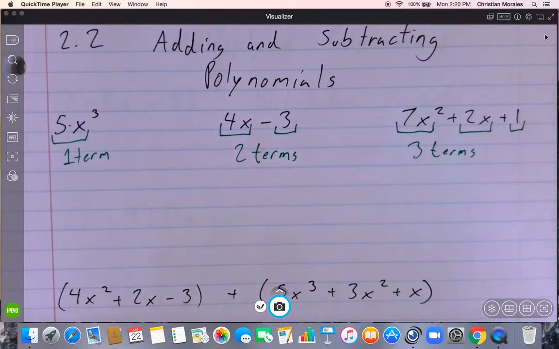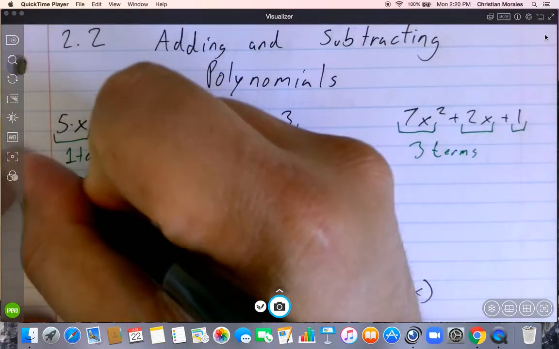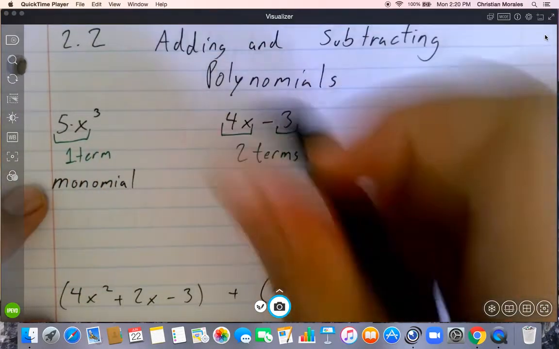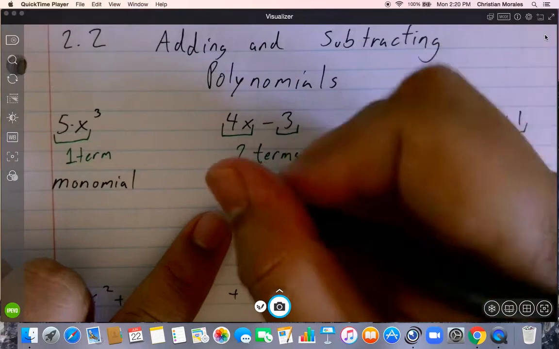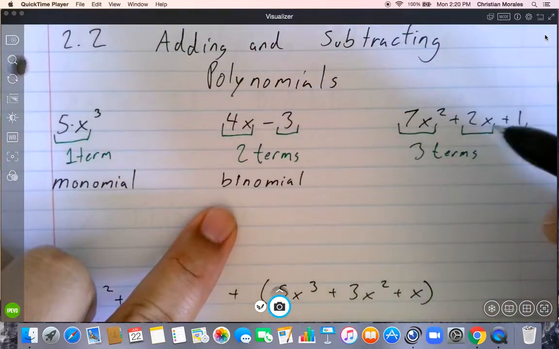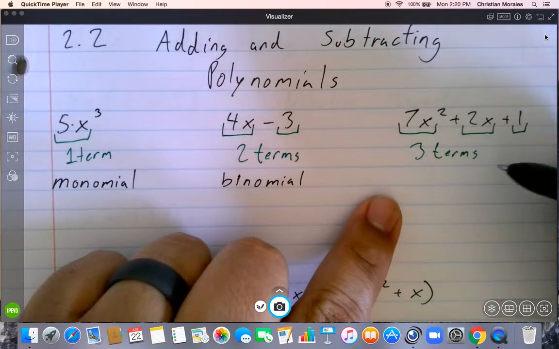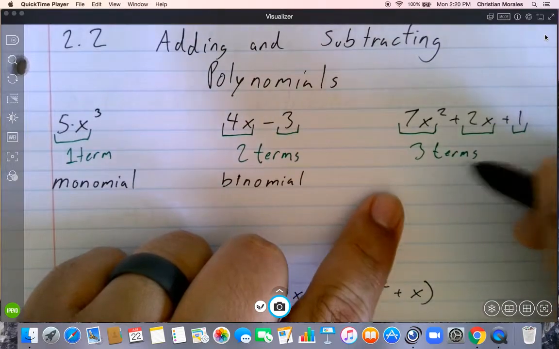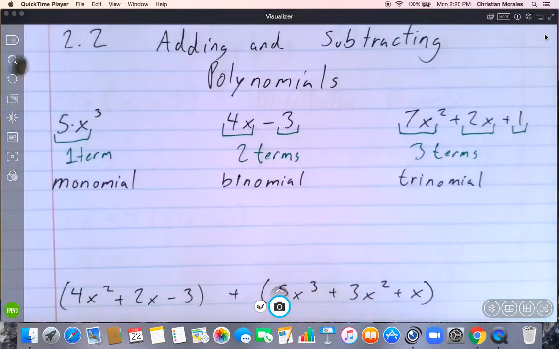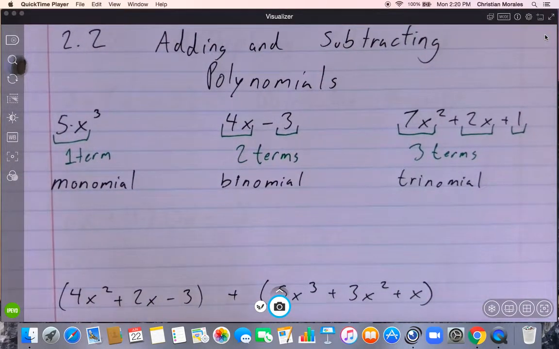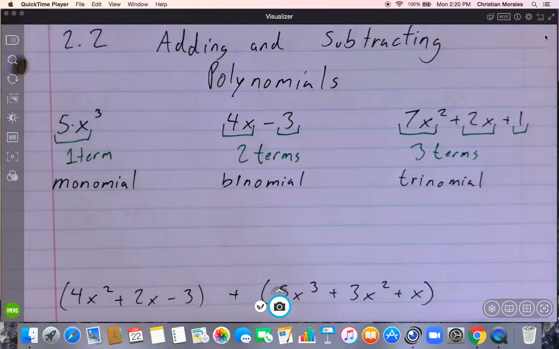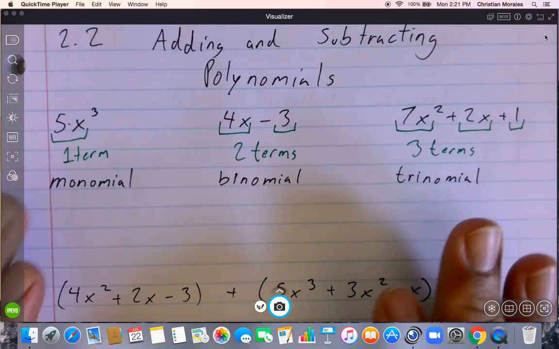So, for example, the name of this one for one term, this is called a monomial. One term. Two terms, it's called a binomial. And then this is the one that you're going to deal with the most for this class, is three terms. It's called a trinomial. Okay? But if you get more than three terms, we just call it a polynomial. So once you get past this, 4, 5, 6 terms, it's just a polynomial. But these are the specific names for these.